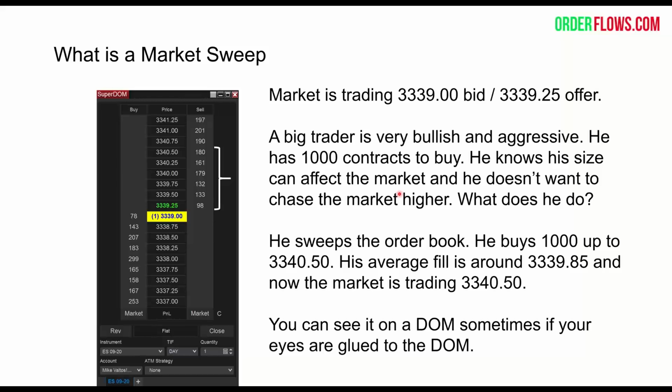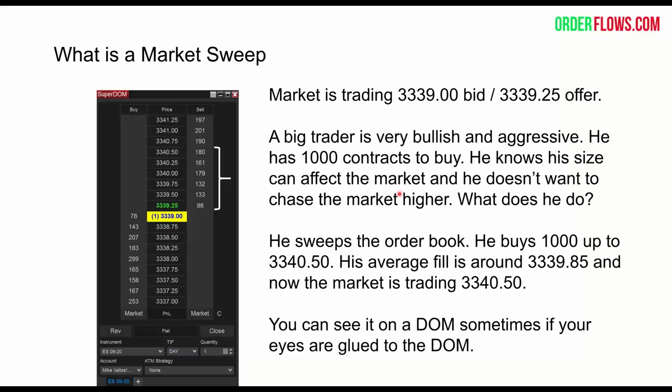He'll just buy everything up to a certain price, right? He'll buy everything up to 33.40 and a half. And he's not concerned with, well, I bought 98 at this price, 133 at that price. He's just concerned with his average price, right? When you're trading big size, all you're really concerned about is your average price. So he buys everything up to 40 and a half. His average fill is 39.85. And all of a sudden the market's trading 40 and a half. He's already in the money.